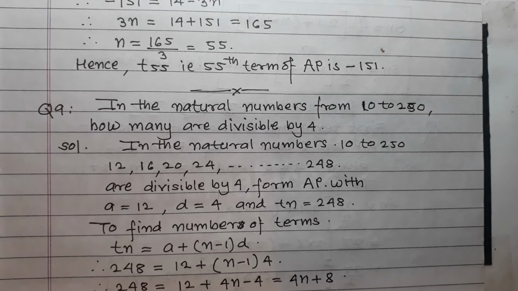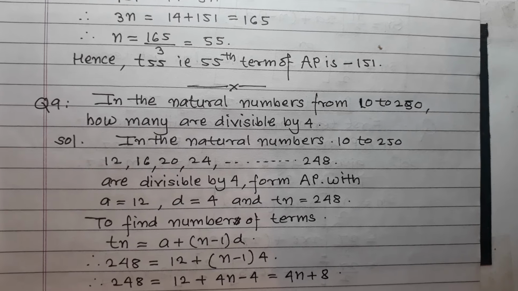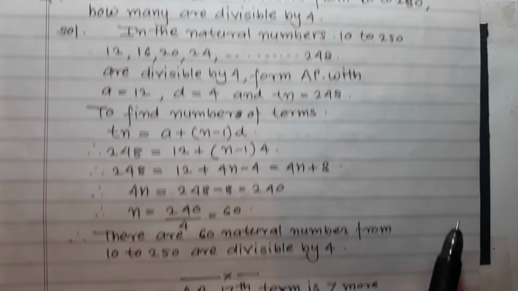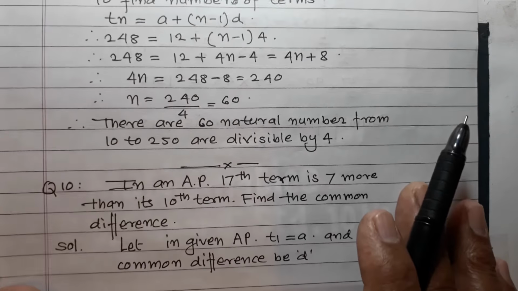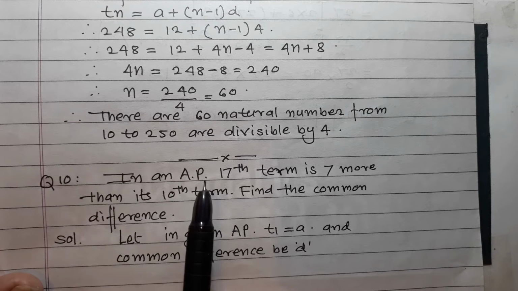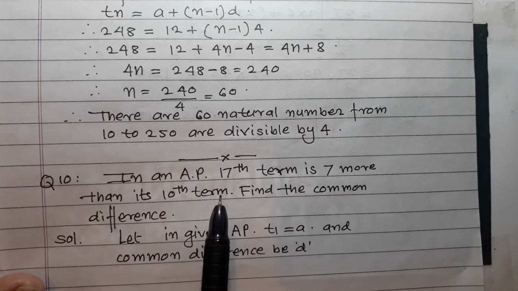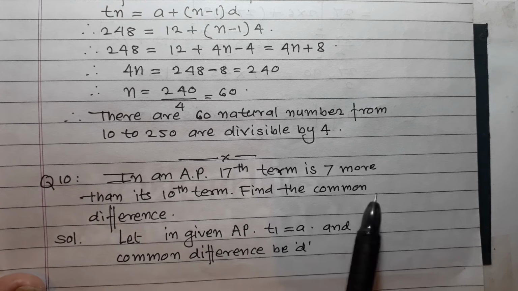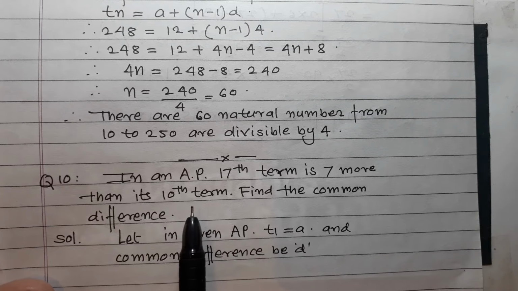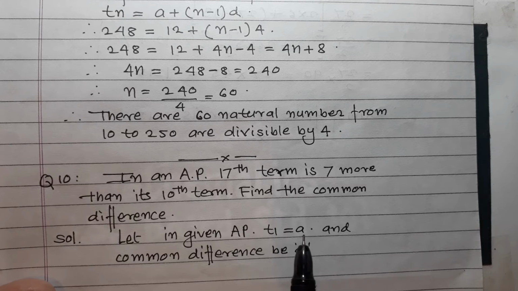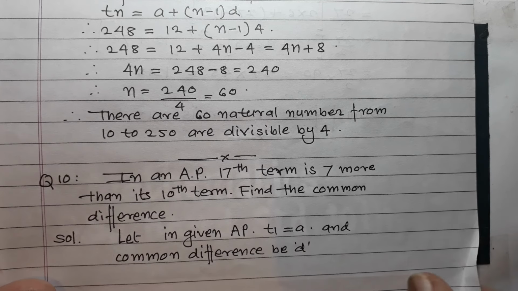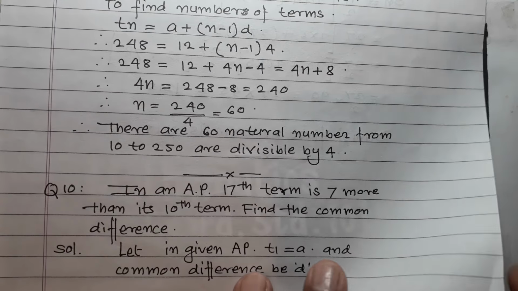Okay. Now these examples are very important, therefore you concentrate. Okay. Now question number 10. In an AP, the 17th term is 7 more than its 10th term. Find the common difference. Okay. Solution. Let in the given AP, T1, the first term, be A and the common difference be D. Then you write down the 17th term and 10th term.